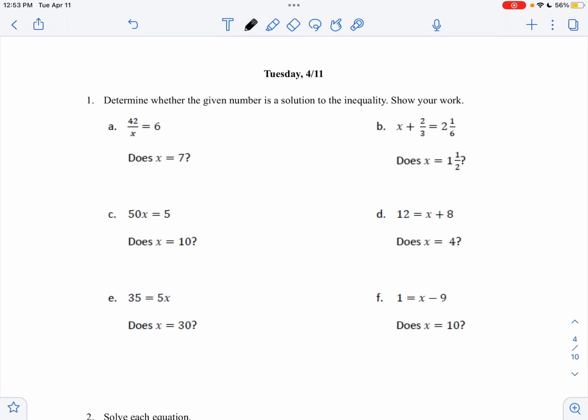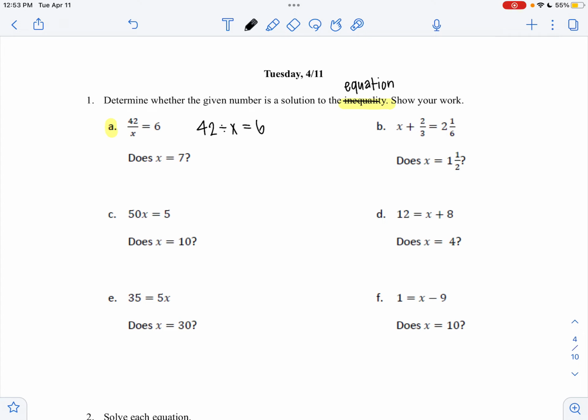On Tuesday night's homework, question 1 says, determine whether the given number is a solution to the inequality. That should say equation. It was copied from another problem. Show your work. Let's look at an example of how I would do this in question A. Question A says 42 divided by x, because remember, the fraction means division. 42 divided by x equals 6.